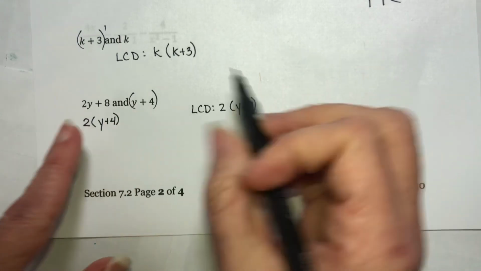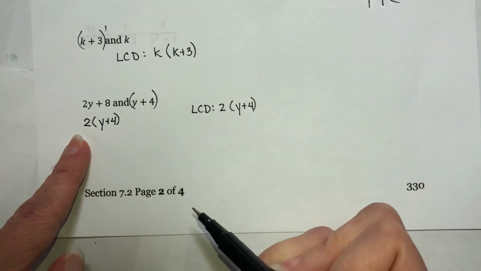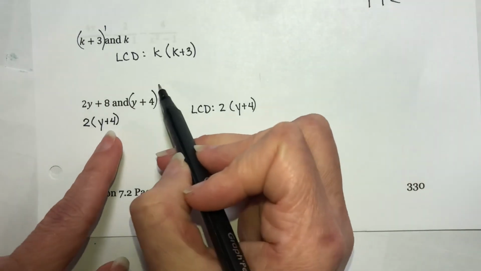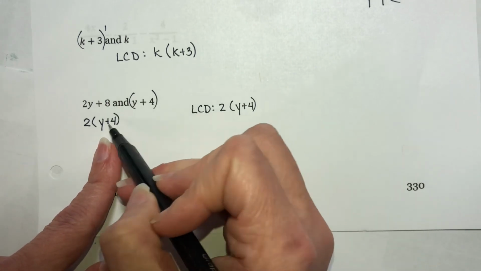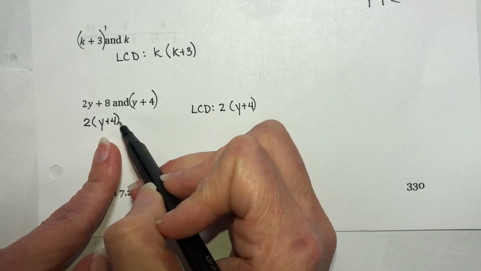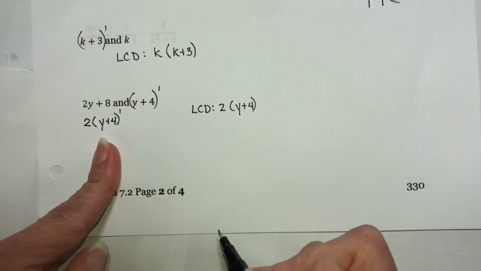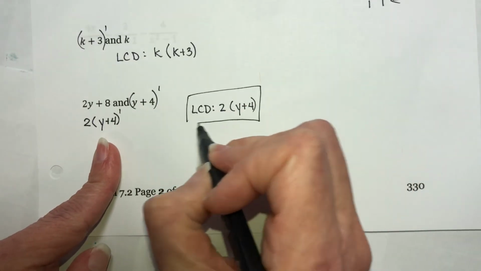The largest exponent that appears on a 2 is a 1, so it's a 1 there. The largest exponent that appears on a y plus 4 is also a 1. It does not matter that this appears twice. It only matters that the largest exponent that ever appears is a 1. So this is your LCD.